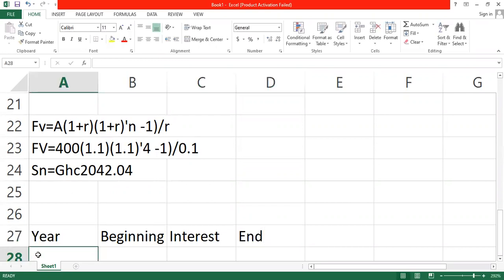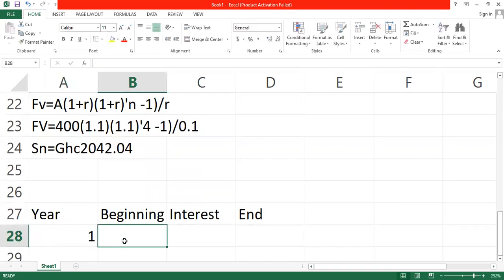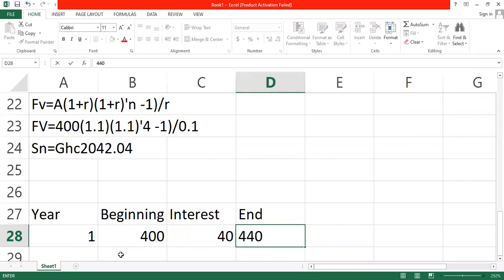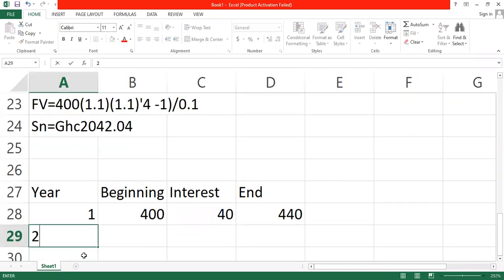At the beginning of the year, how much are you going to have in the account? At the beginning of the year, 400. We are going to have 400. Are we going to earn interest? Yes. We are going to have interest of 10% on the 400. That will give us how much? 40. So at the end, we are going to have 440 in the account, isn't it? Okay. Year 2, how much are we going to have?